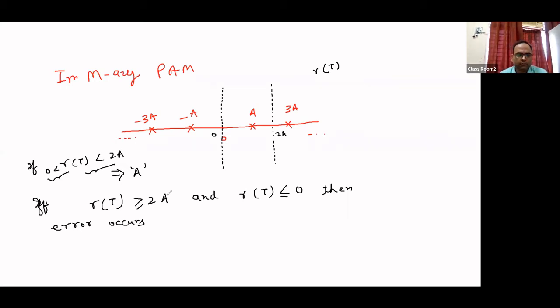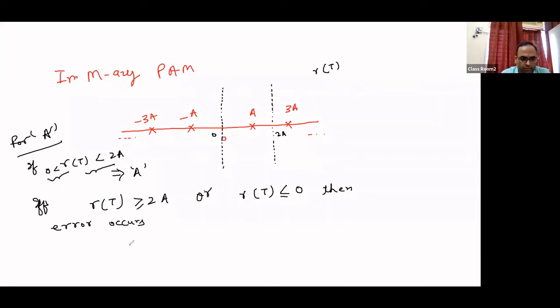So we have to consider that our received signal RT is greater than 2A or RT is less than 0. So if RT is greater than or equal to 2A or RT is less than or equal to 0, then error occurs. And this we are talking for the symbol A. So for symbol A, if RT is greater than 2A or RT is less than or equal to 0, then error occurs. This is the situation.